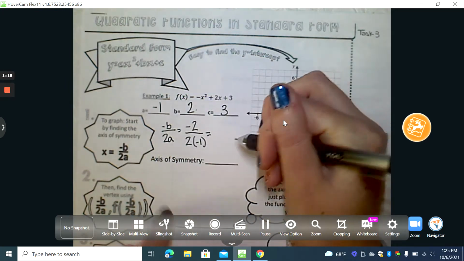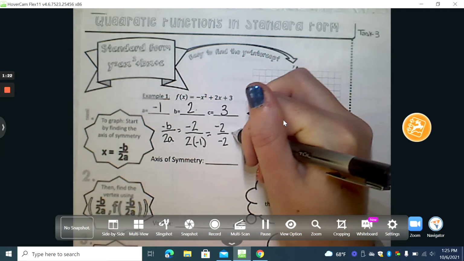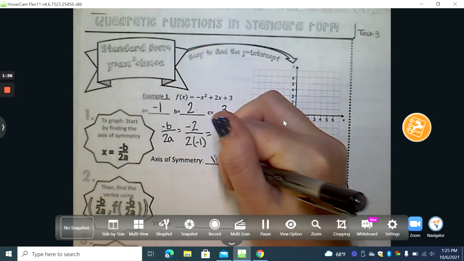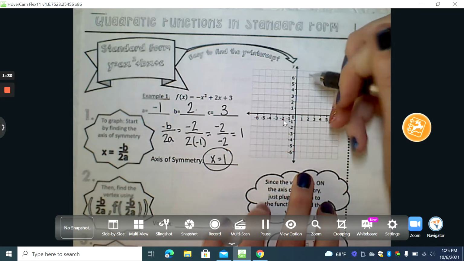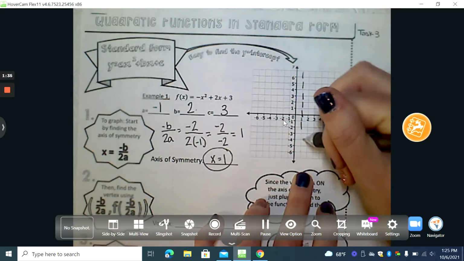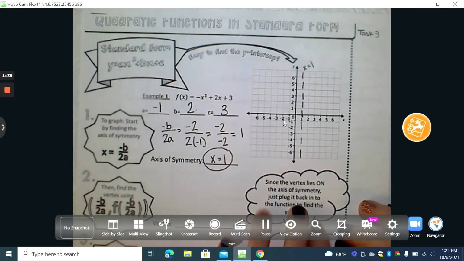And I'll solve that. -2 stays -2, but I'm dividing by another -2. -2 divided by -2 is 1. So my axis of symmetry is x equals 1. And I'm going to go over to my graph and draw a dashed axis of symmetry vertically on x equals 1. That's my axis of symmetry.